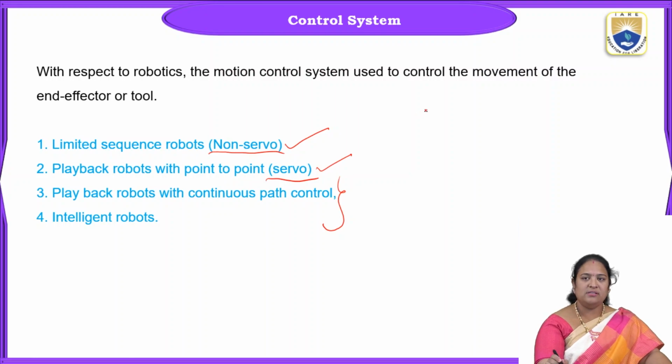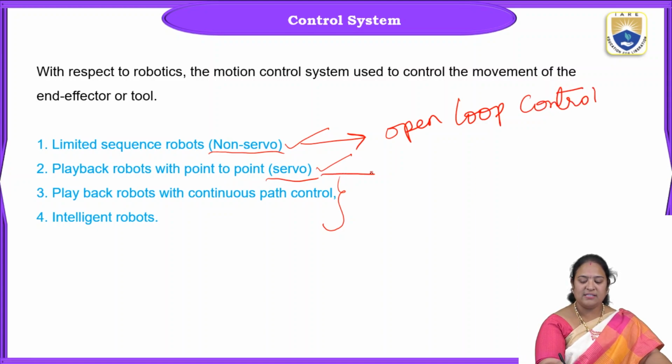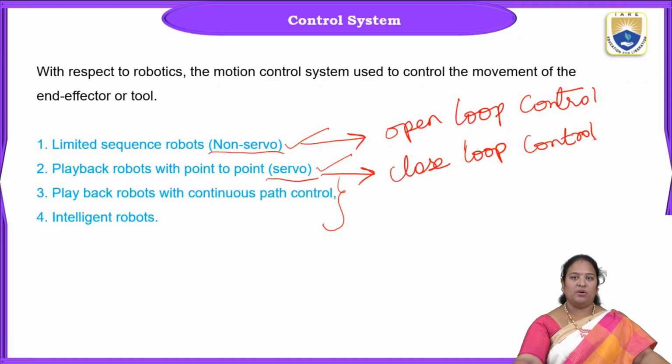A non-servo control is called an open loop control, whereas a servo control is called a closed loop control. A non-servo controller is called an open loop control, and a servo controller is called a closed loop control. Now, what do we mean by this open loop controller or closed loop controller? Open loop system means something which doesn't get any sort of feedback, a return from the output. A system which is not getting any sort of feedback return from the output being generated, that particular type of system is called an open loop system.